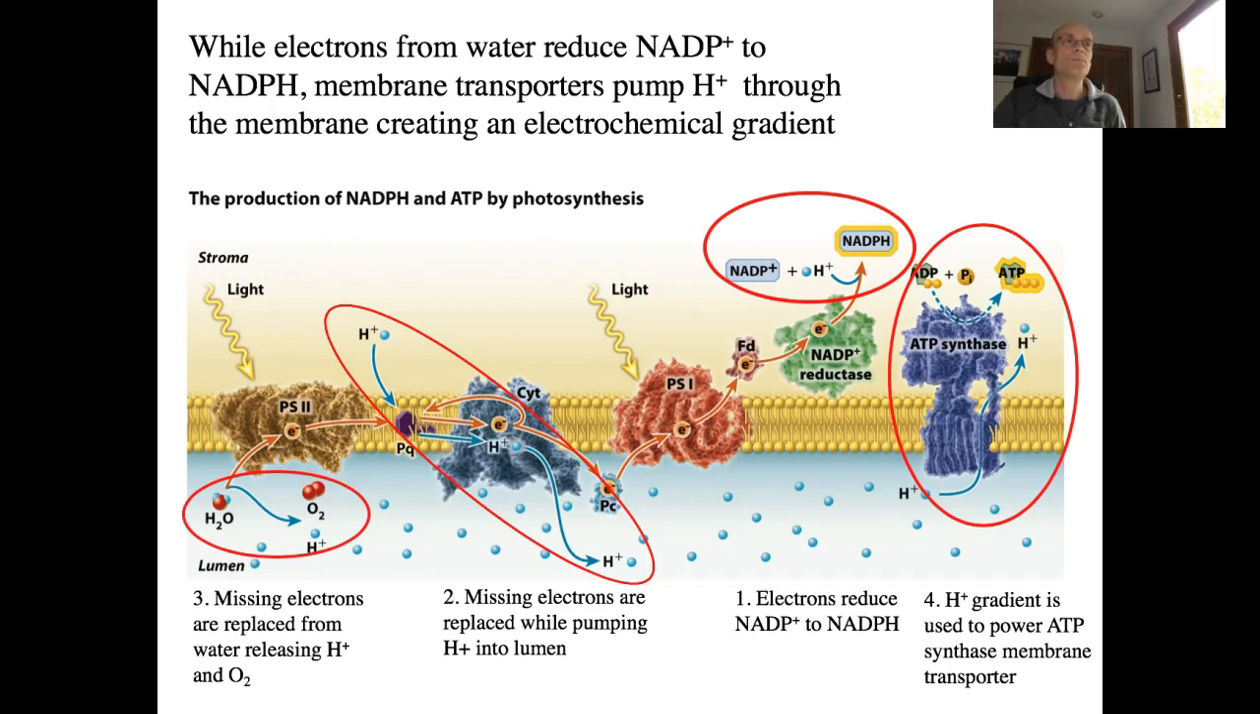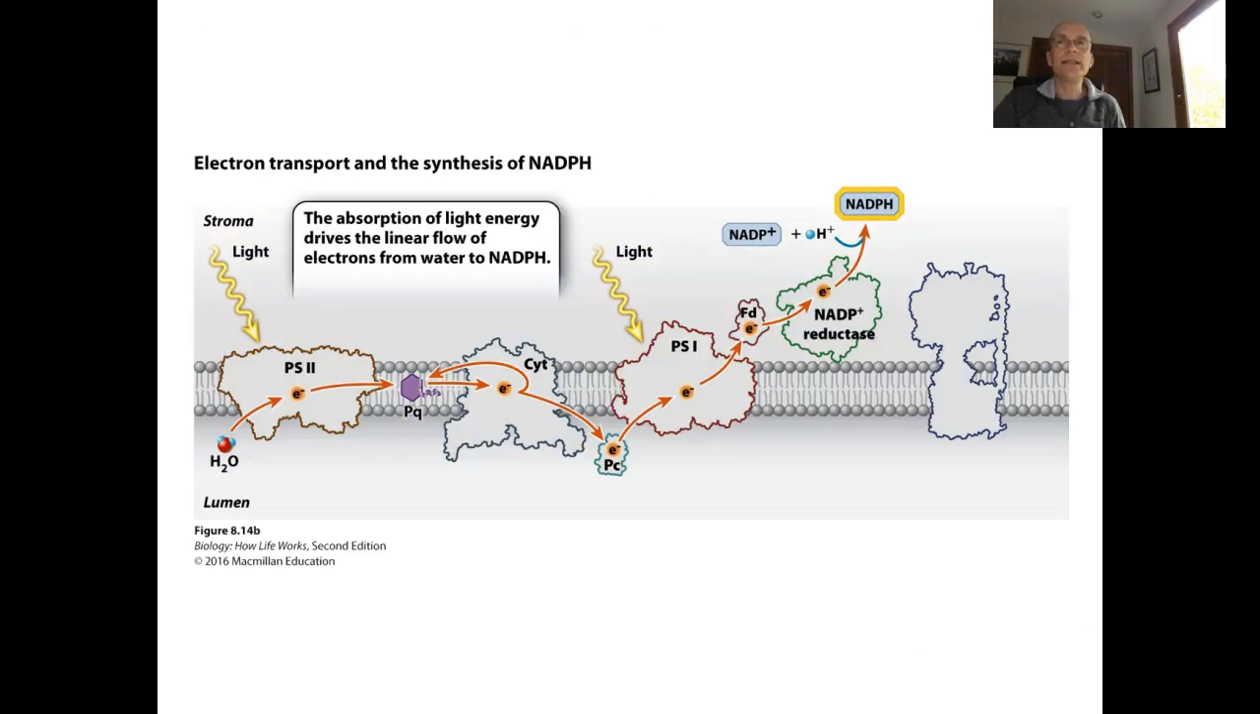Okay, so your book has these 2 slides, and I want to go through them. See, that's the same as what I showed you just now, but it focuses on something else. It focuses on electron transport and the synthesis of NADPH. So when you read that in your book, you will see that the absorption of light energy drives the linear flow of electrons from water to NADPH. That's this linear flow, right? That's what they mean with linear flow.